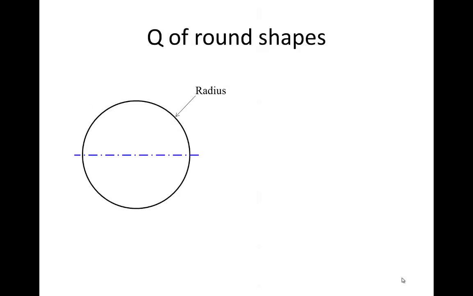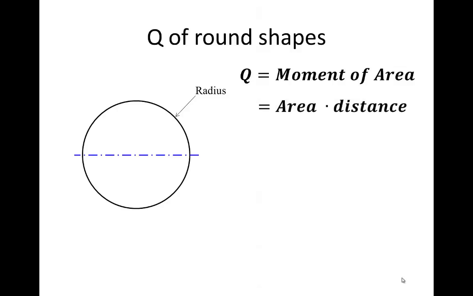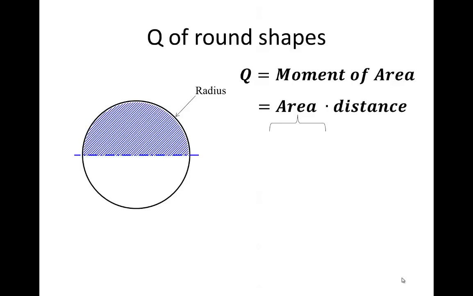Now let's review how to determine Q for round shapes. Again, Q is simply the moment of area above the point of interest. Moment of area is the leverage of the area, or area times leverage distance. The area is shown here in blue, which is half of the circle. Pi r squared over 2, since it's only half the circle.